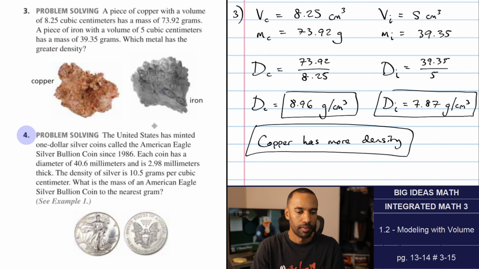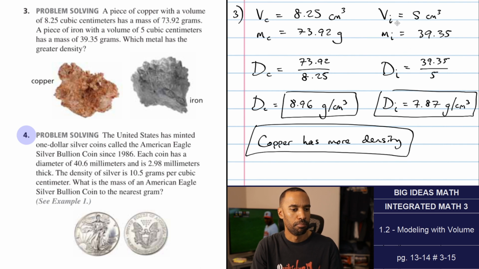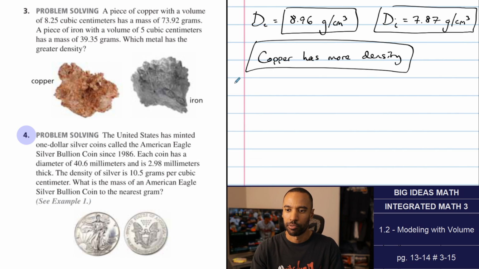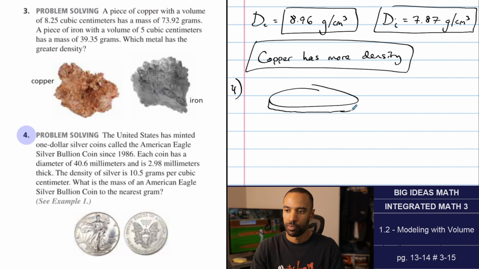Problem solving. The United States has minted $1 silver coins called the American Eagle Silver Bullion coin since 1986. Each coin has a diameter of 40.6 millimeters and is 2.98 millimeters thick. We're thinking cylindrical, right? For this number 4, they don't have much height, or thickness, to them, but it's cylindrical in nature. That's what we're looking at. So something regarding the volume of cylinders.